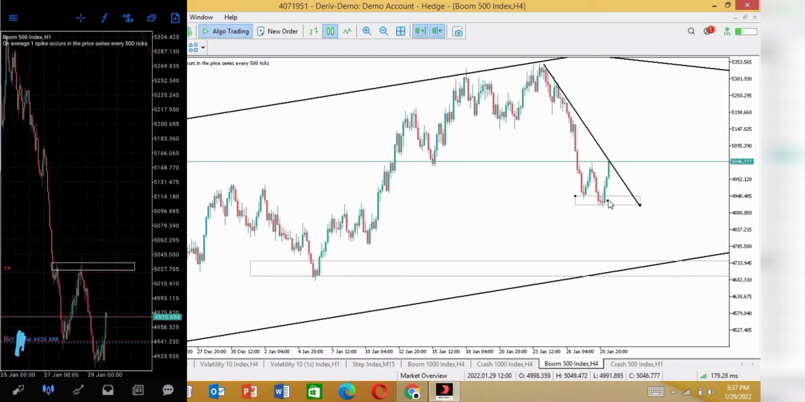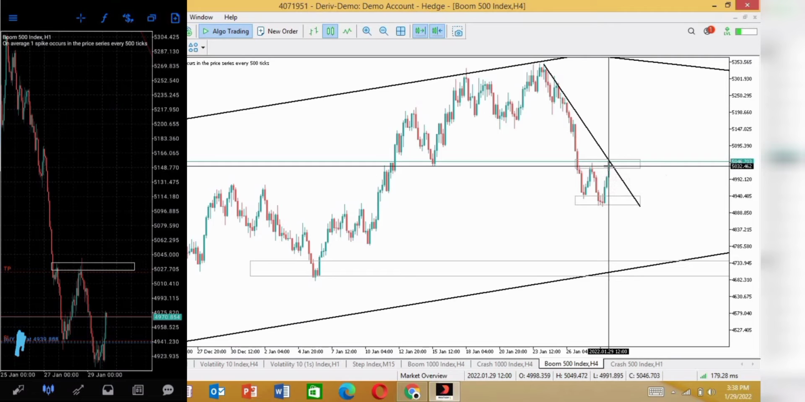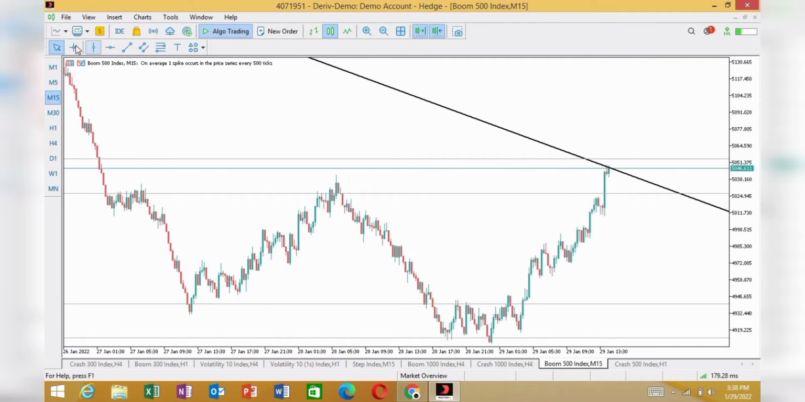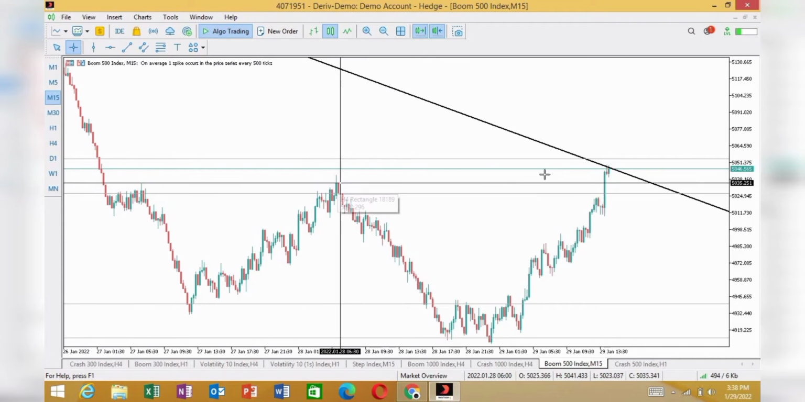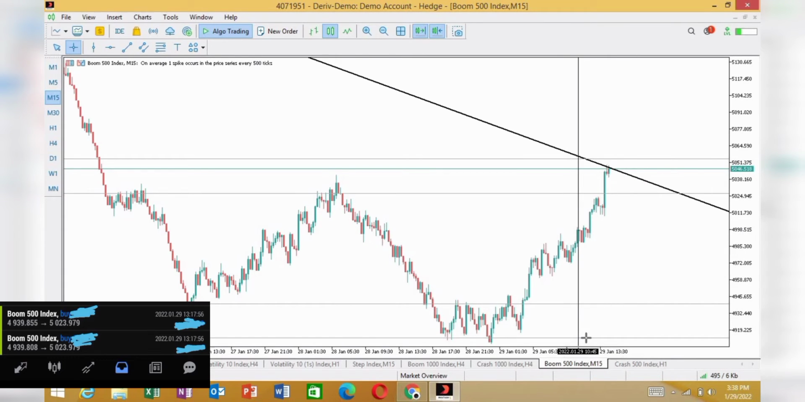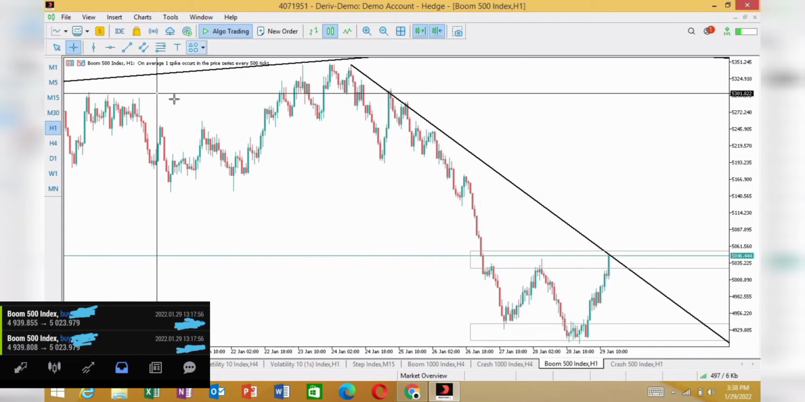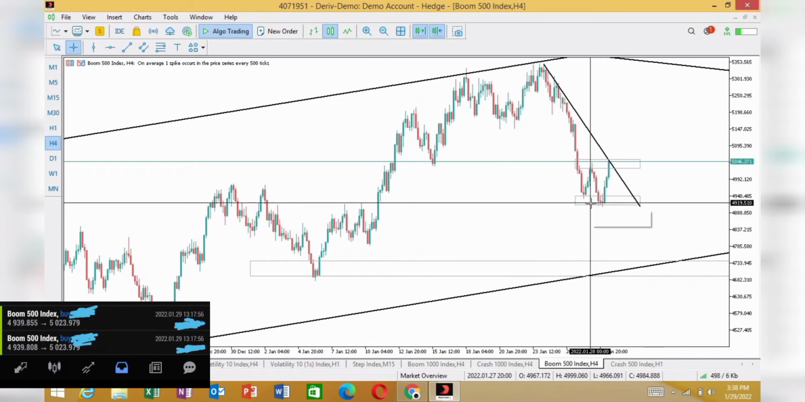Before I start the analysis, I would like to show you guys where I entered. I entered somewhere here on Boom 500, and my take profit was here. The reason why I placed my take profit here was because on the 15 minute time frame I want price to give me my third touch, because price had already given us our first touch, second touch, and third touch here. So I just placed my TP here, meaning if it's not going to hit me, at least it's going to hit my take profit. My stop loss was very tight.